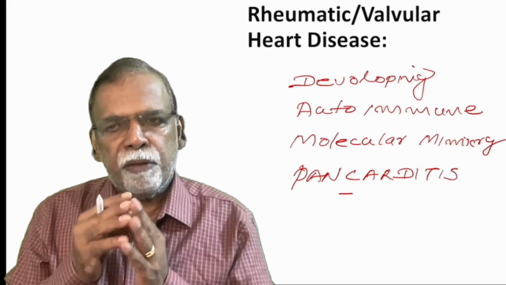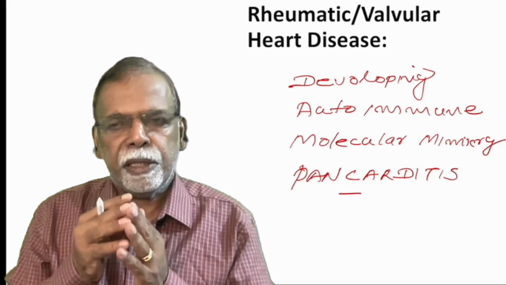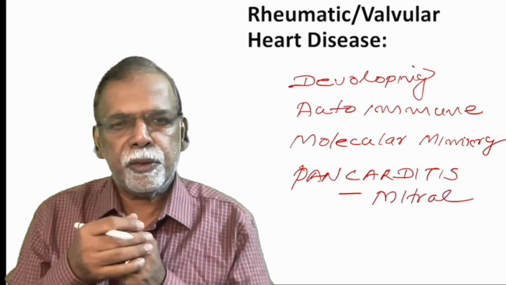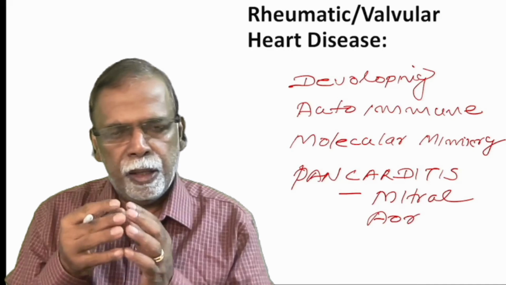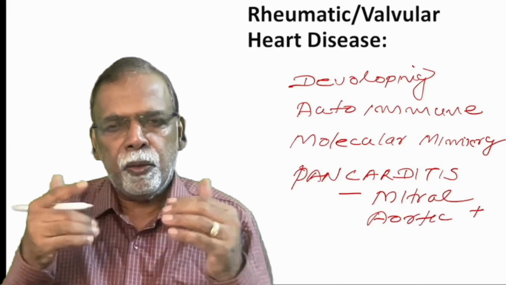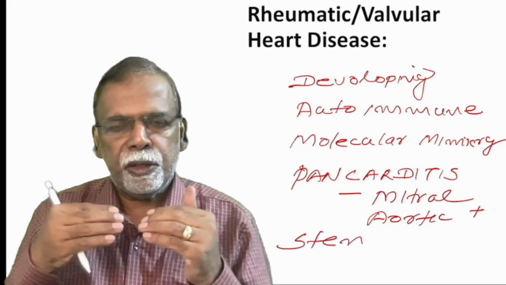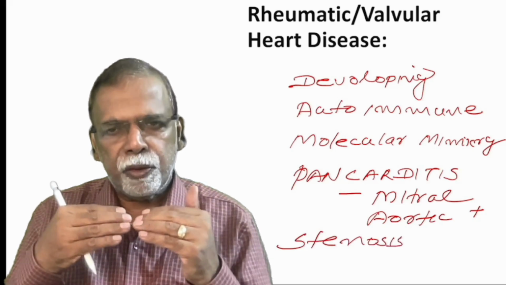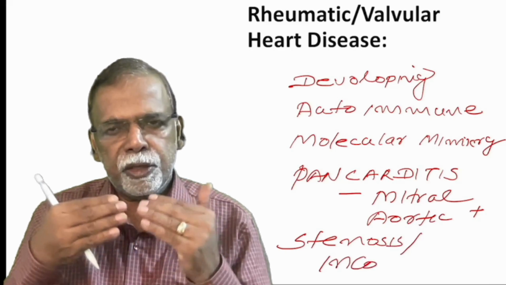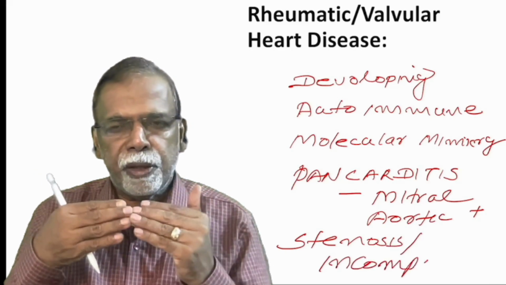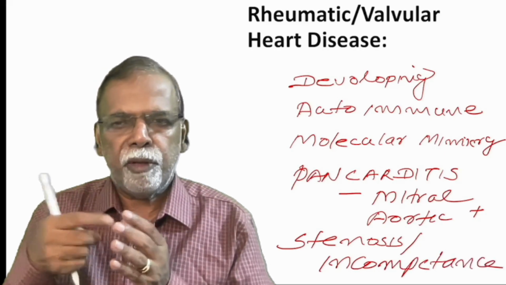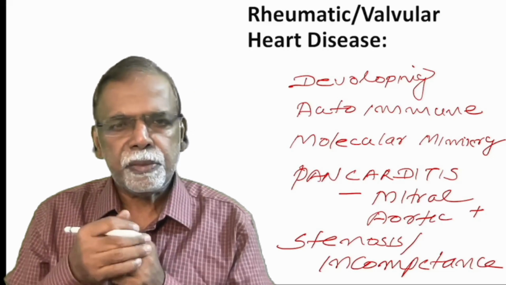The most common affected valve is mitral, followed by aortic. Sometimes we can get combination of mitral and aortic valves. This can produce both stenosis, that is narrowing, or difficulty in closing the valves, that is the incomplete closure, otherwise called the incompetence. So you can get mitral stenosis, mitral regurgitation, aortic stenosis, aortic regurgitation. Very rarely tricuspid valve and pulmonic valves are affected.